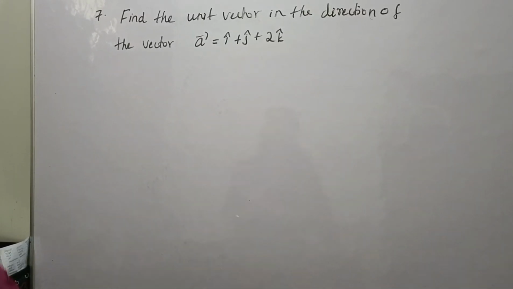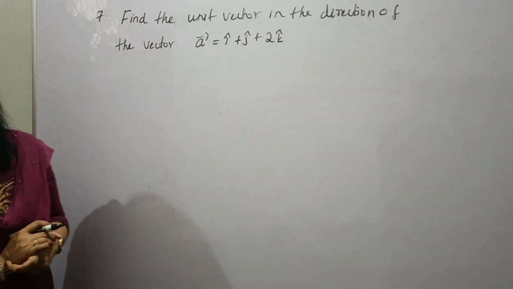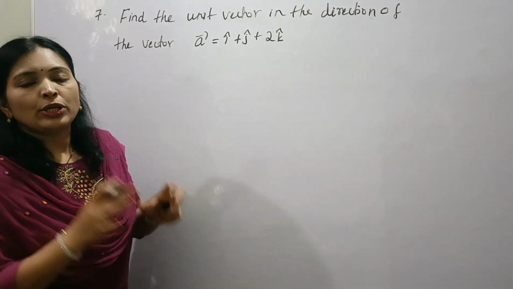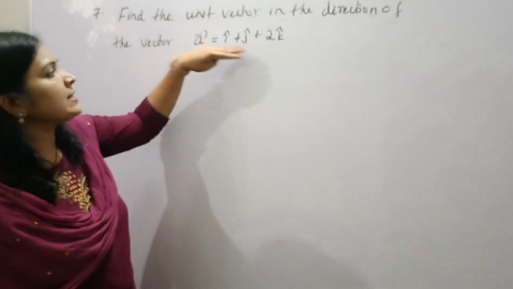Find the unit vector in the direction of the vector A equal to i plus j plus 2k. We have already learnt that the unit vector in the direction of vector A is equal to 1 by modulus of vector A into vector A. Therefore, here we have to find the unit vector in the direction of the given vector.